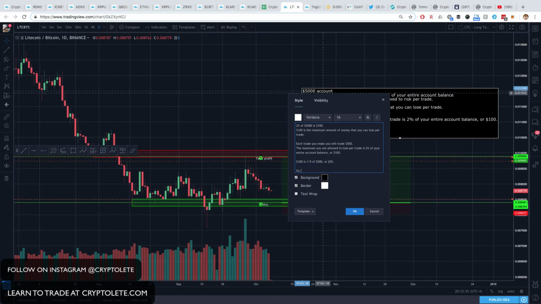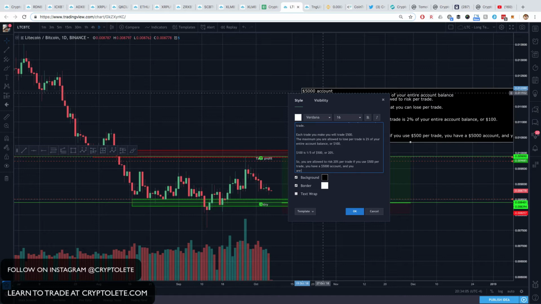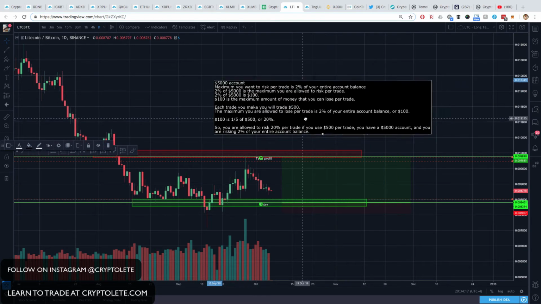So you are allowed to risk 20% per trade if you use $500 per trade, and you have a $5,000 account, and you are risking 2% of your entire account balance. So I hope that this makes sense.